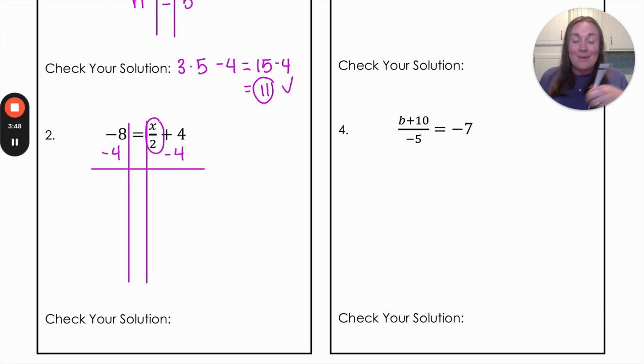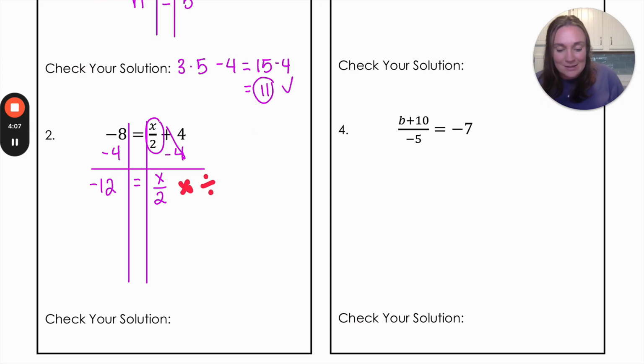Now, negative 8 minus 4 gives me a negative 12 equals, and remember plus 4 and minus 4 again are going to make 0. So I get to cross them out and bring down whatever's in that bubble, x over 2. Now remember, when we have a fraction written like this, this really means x divided by 2. So the opposite of dividing by 2 is to multiply by 2. So I'm going to write times 2 on both sides. Draw that big line for my second step.